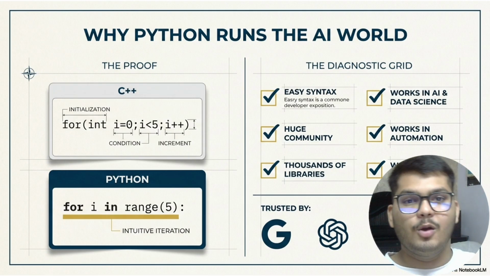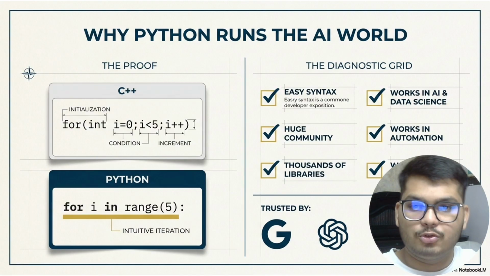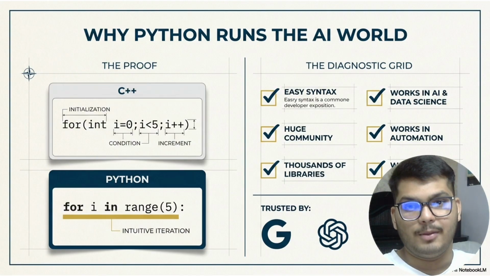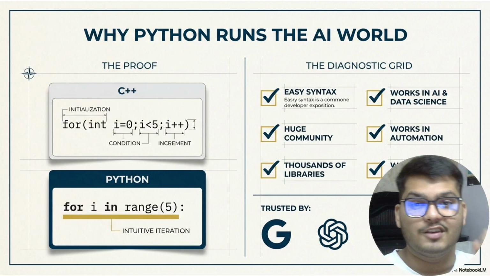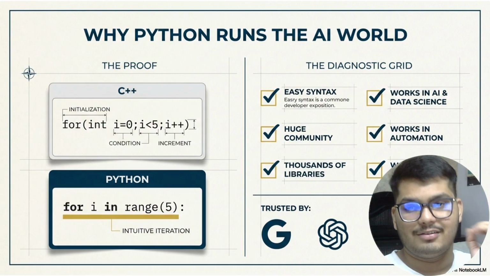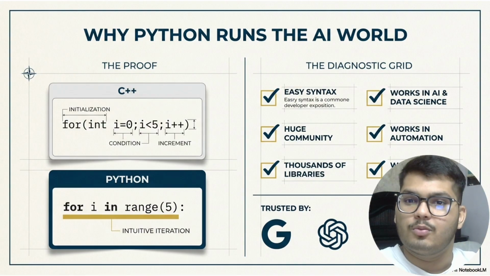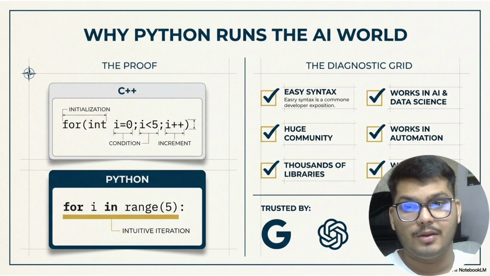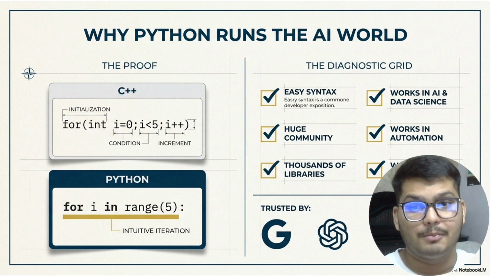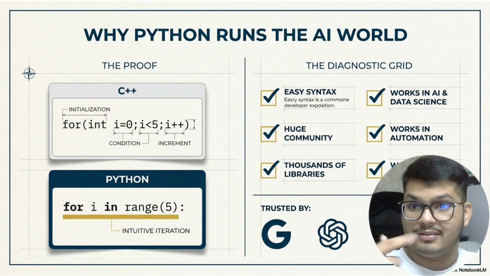So basically, why choose Python? Your first question can be why Python runs the AI world. Why not C, C++, Java, or any other languages? The proof is here on the right and left hand side: in C++ you need very complex code for just a small thing.